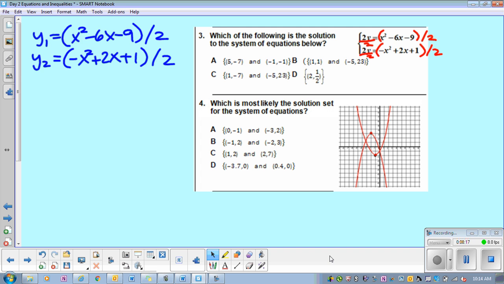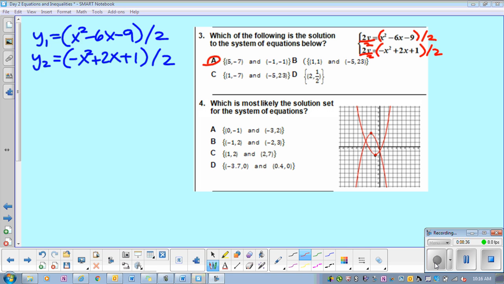The intersection. What'd you get? 0, negative 1 and 3, 2. A? Yeah, A. Alright. Good.